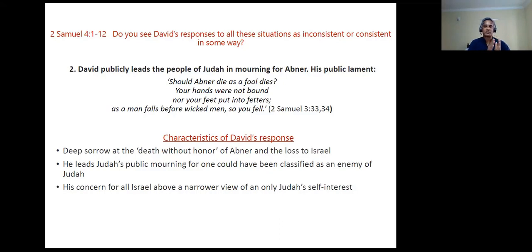Next, David's concern for all Israel. The reason why David is mourning is that his concern for all of Israel supersedes a narrower view that he could have taken of Judah's self-interest. So that's another characteristic that we can see of David through this response.